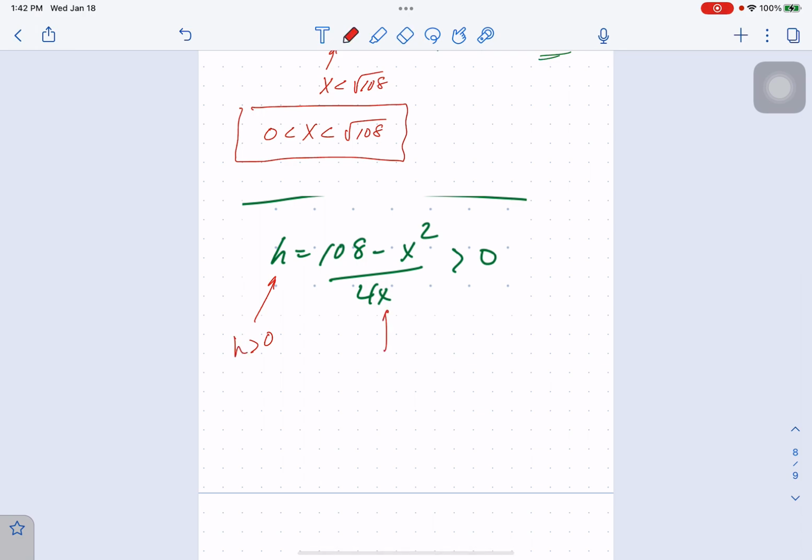And you know that x is greater than 0. But is there a largest x that can come in? And when you look at this, there definitely is. If I get x to be too big, then that's going to give me a negative on top, and I'm not going to be greater than 0.